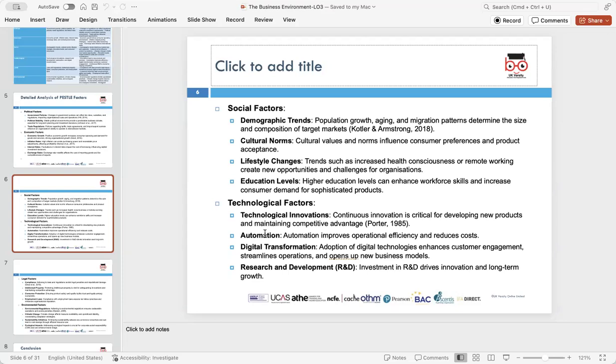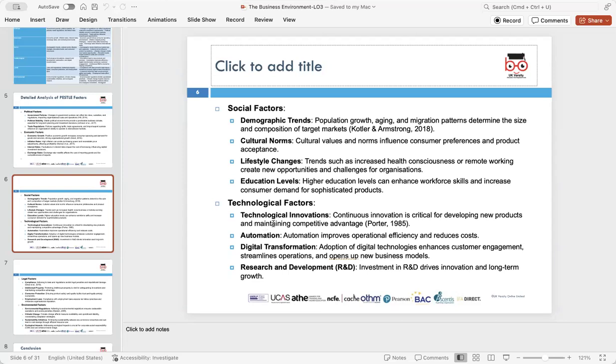Education levels pertain to the general level of education within a population. Higher education levels enhance workforce skills, leading to increased productivity and innovation. Additionally, educated consumers are likely to demand more sophisticated and high quality products, driving businesses to improve their offerings.